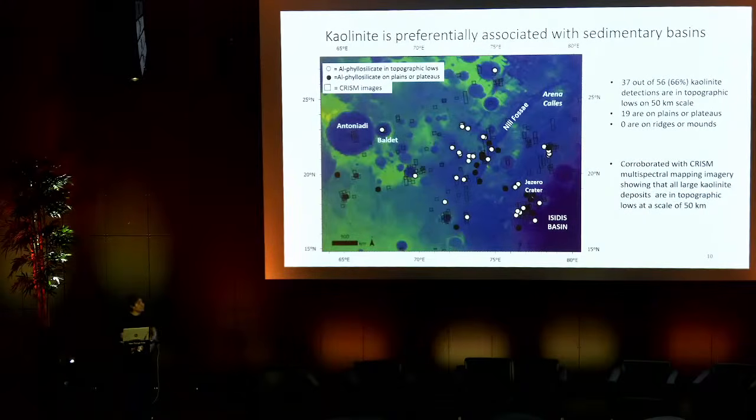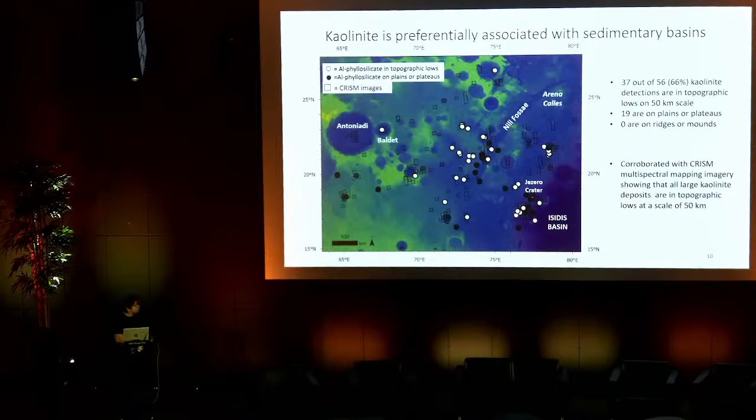Yeah, we see some differences. One of the differences is just the size of the deposits. All of our larger deposits are in these topographic lows at around the 50-kilometer scale. We looked at the relationship of topographic lows at different scales. The larger ones are all in the topographic lows. We only see small exposures on the plains, and unfortunately, not a lot of the exposures in Nili Fossae are good enough to get thicknesses or contacts.